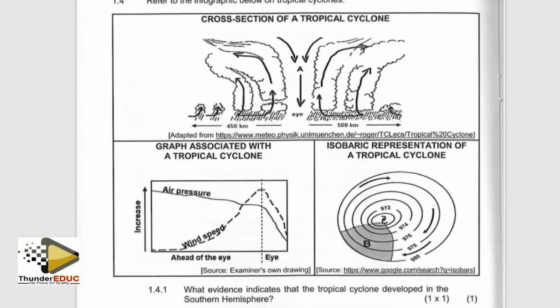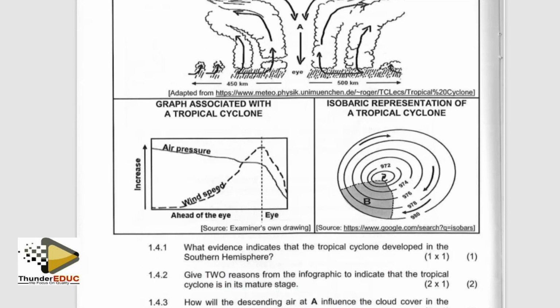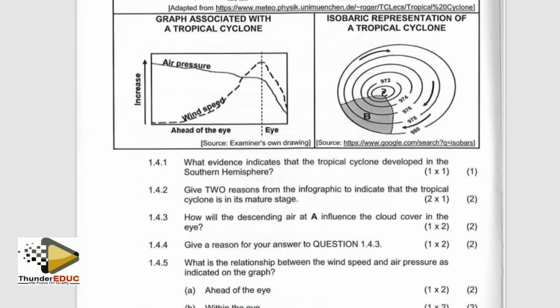But we shall see as we proceed with the questions. Question 1 says, what evidence indicates that the tropical cyclone developed is in the southern hemisphere? You see, learners, if you first interpret the diagrams, it becomes easier for you to get the answers. By just interpreting the diagram, I would answer all the questions before I even look at the questions. However, let's say the first evidence that it is in the southern hemisphere is that air rotates clockwise.